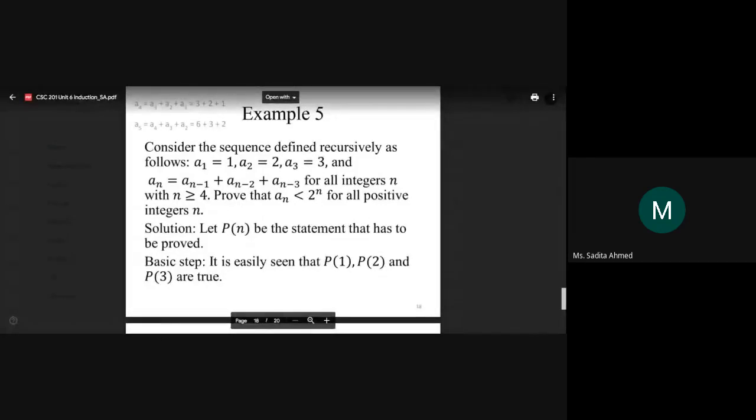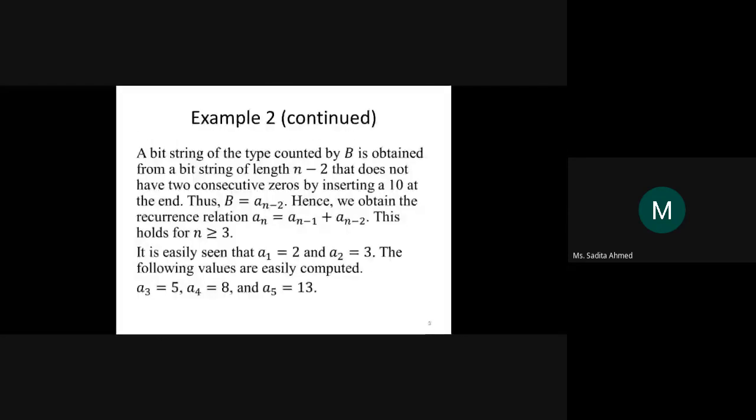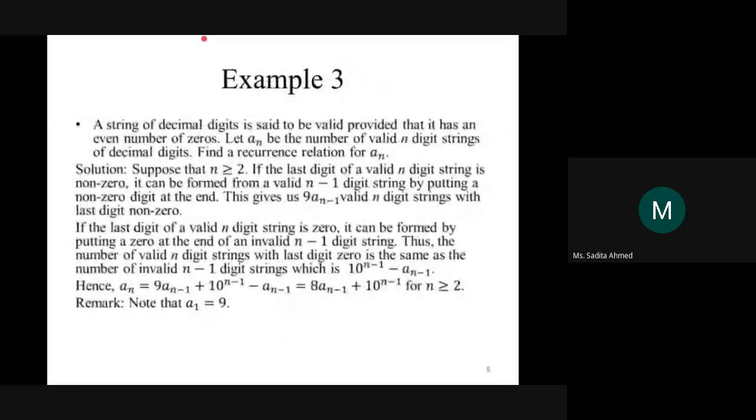All right? So whenever you have to solve a counting problem using recurrence relation, first you have to see whatever you have to find out, whatever you have to count. In this case, for example, we have to count an, whatever that is.